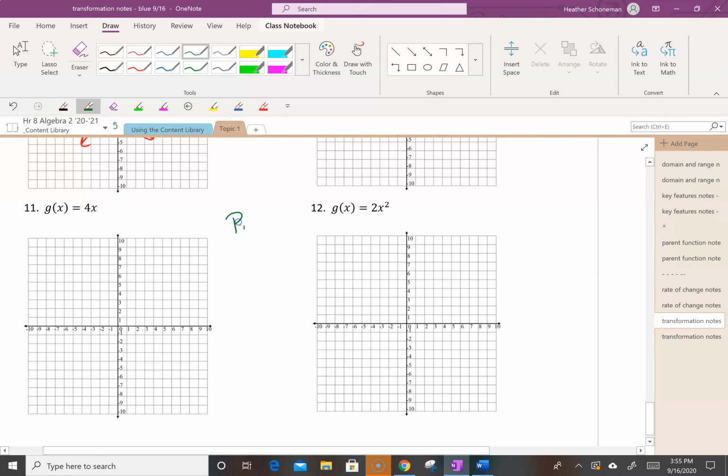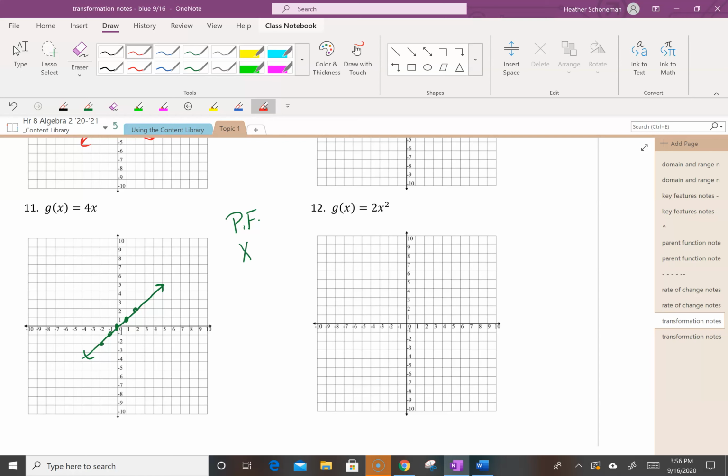Number 11, the parent function is the linear one, just y equals x. That's a straight line. We've done this one before. Look at other examples for the points. Okay, but now we need to do the 4x, 4 times that. Now we can't just move it right or left or up or down 4 because it doesn't say plus or minus. So instead of adding or subtracting 4, we're actually going to be multiplying by 4. And what we're multiplying by is actually the y.